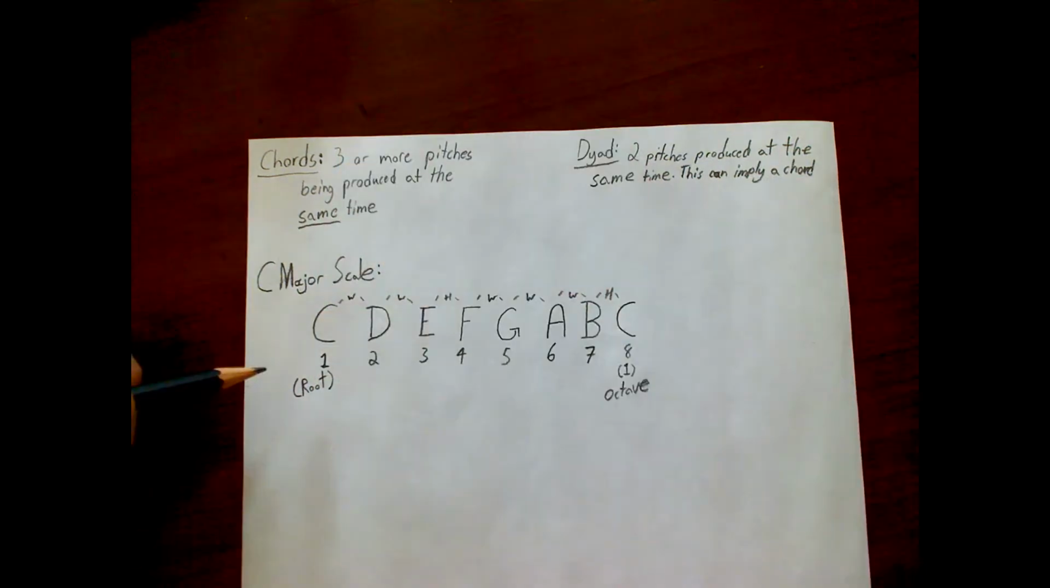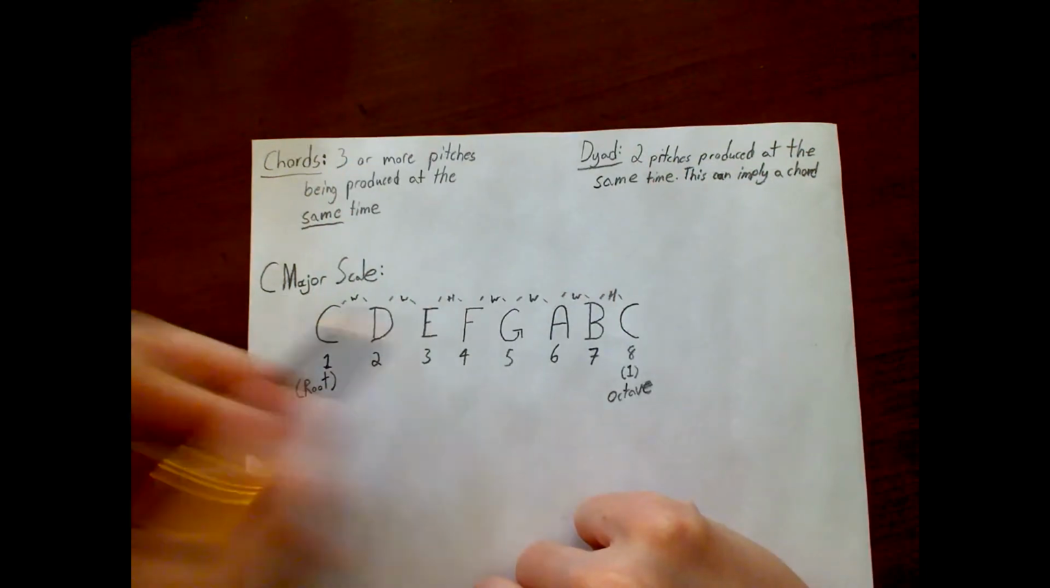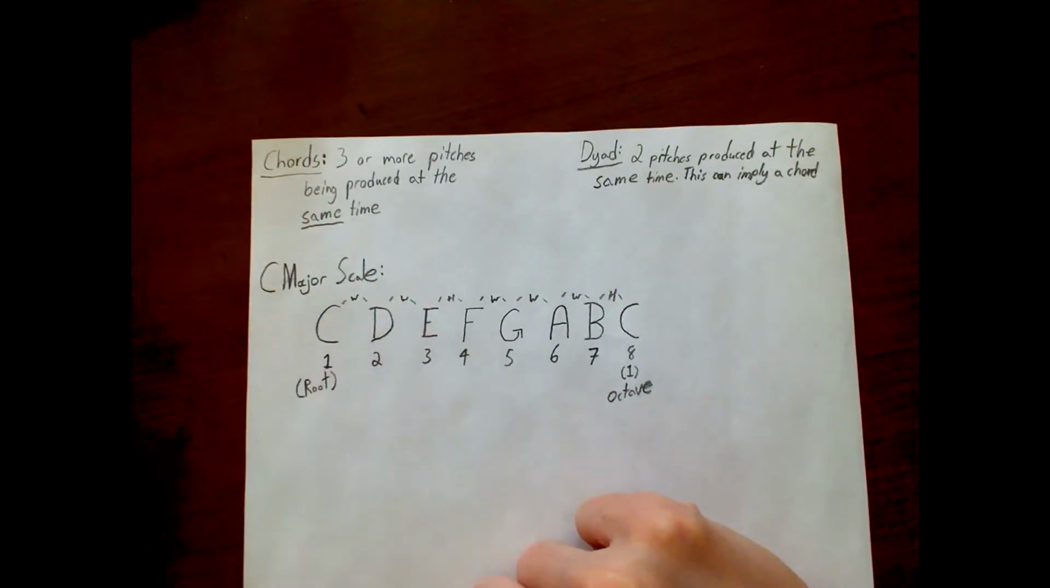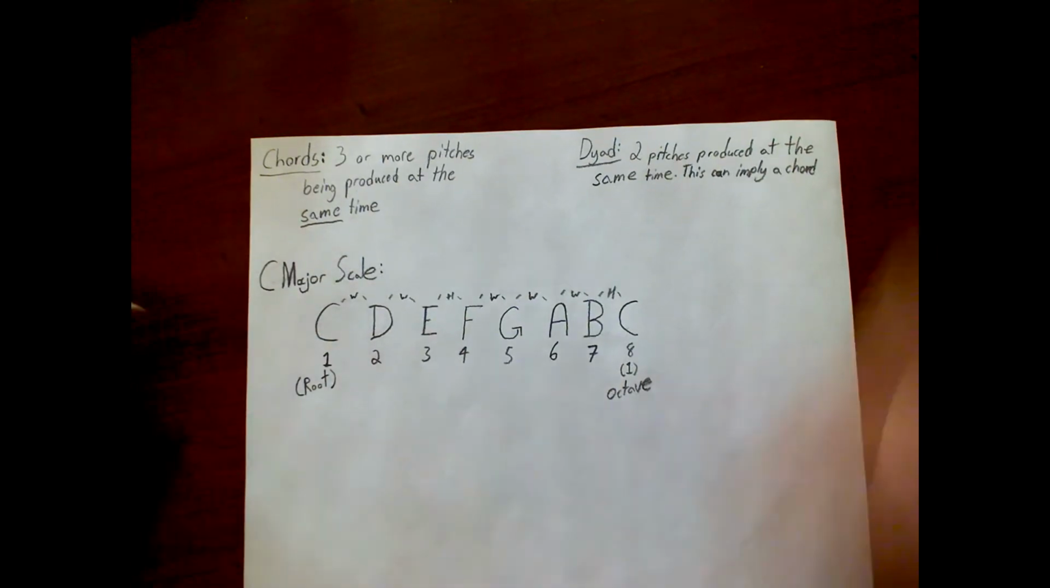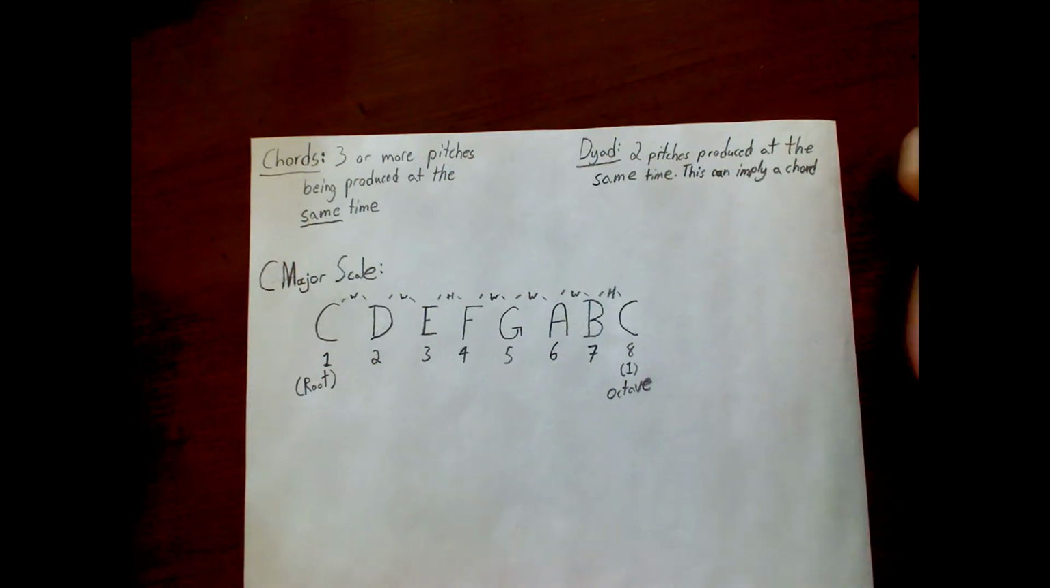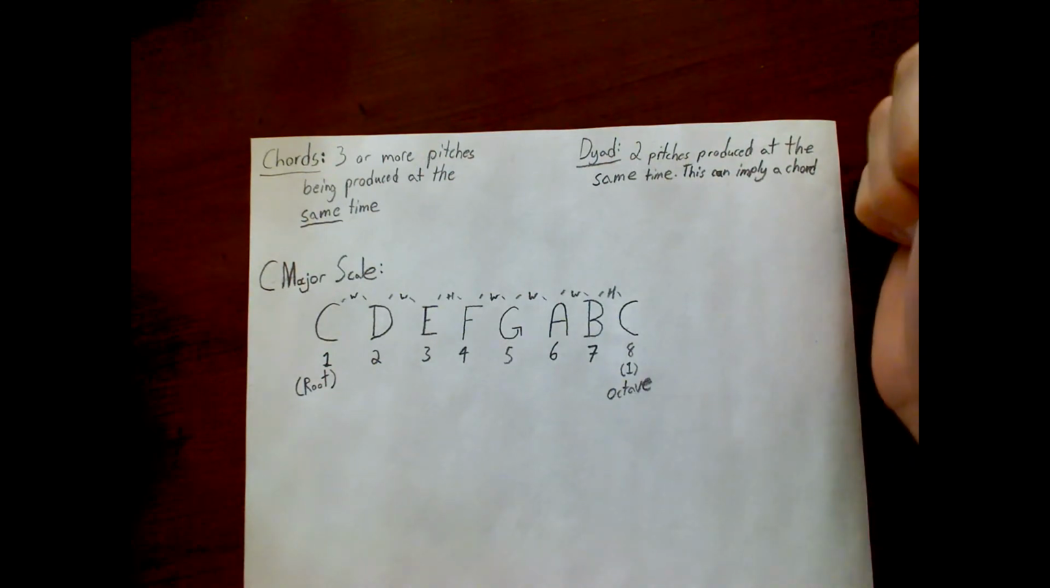Now, last week we talked about the whole step and we talked about the half step. The whole step is, of course, 2 half steps. But we didn't talk about an interval beyond that. What if we wanted to have 3 half steps or 4 half steps?